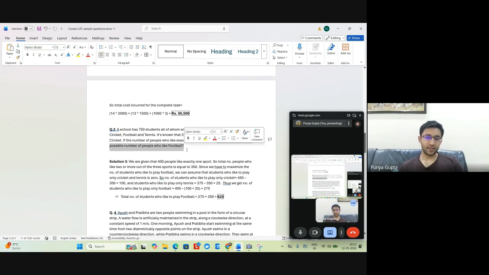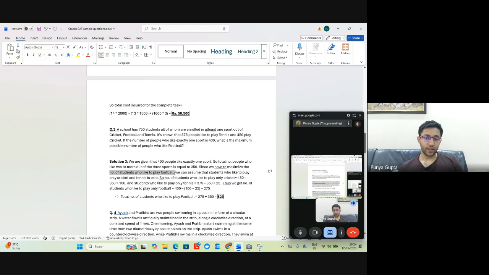So this is a nice question on set theory. It is a simple question. We are told that 400 people like exactly one sport. This means that the remaining people like at least 2 or more sports. So this gives us that 350 people like at least two sports out of the three. And we have to maximize the number of students who play football.